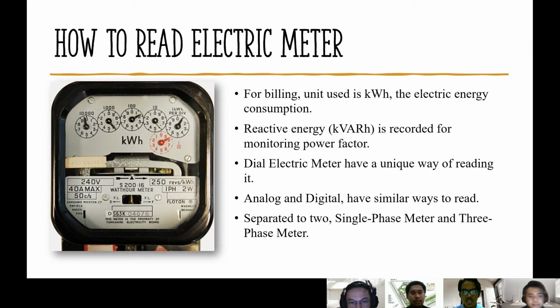So there are 3 kinds of meter, like explained by Haris Nasri. The first one is the dielectric meter. These are the first meters. They have their own unique way of reading, which is by adding up each digit of the decimal point. And for analog and digital, the two of them have a similar way to read, but they are separated into two kinds: the single phase meter and the three-phase meter.